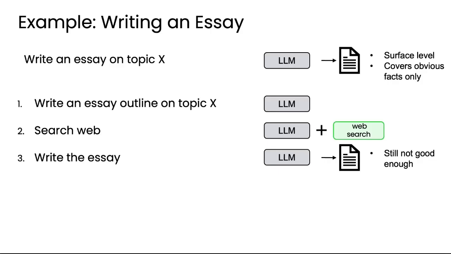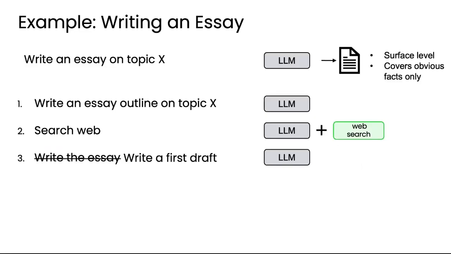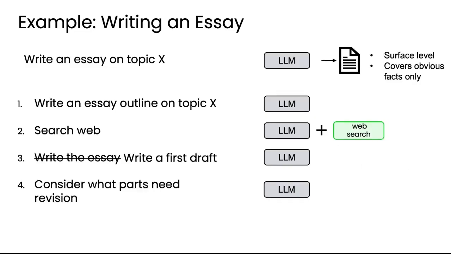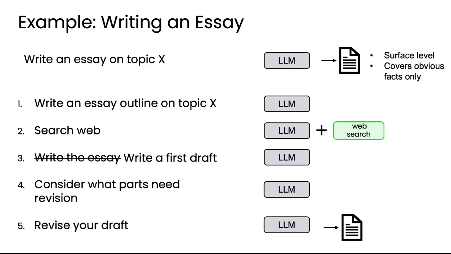One thing you could do is take the third step and further decompose it, writing the essay in additional steps. So instead of writing the essay all in one go, you might instead have it write a first draft and then consider what parts need revision and then revise the draft. And this would be how I as a human might go about it, to not just write the final essay at my first attempt, but write the first draft and then read over it, which is another step that an LLM is pretty decent at. And then based on my own critique of my own essay, I'll revise the draft.